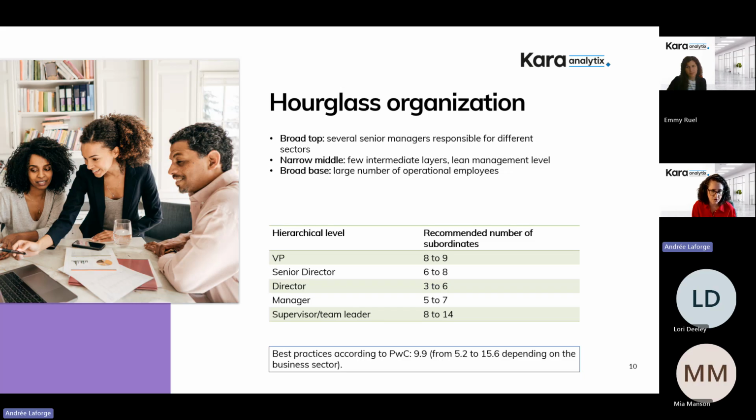So what's a good span of control? According to PricewaterhouseCoopers, the magic number is 9.9. So we can say 10. So 10 people would be the magic number. However, it varies by industry. If you are in a very complex industry, you may have a span of control of 5. And if you are in something easier, like manufacturing, where you always manufacture the same thing, you can have a span of control of 16. So it varies from 5 to 16. So that's the first KPI I wanted to talk to you about.